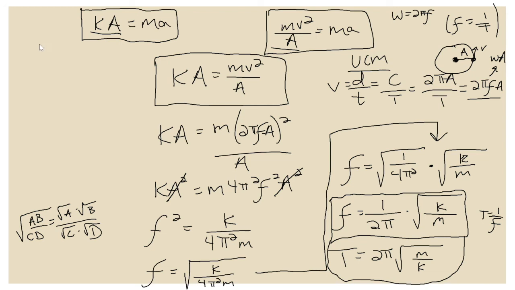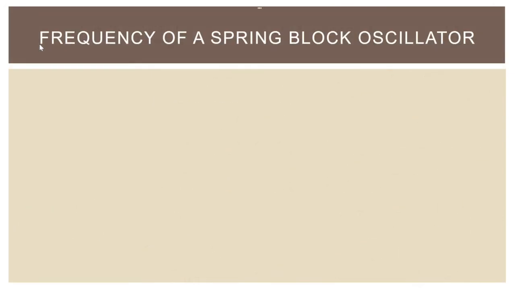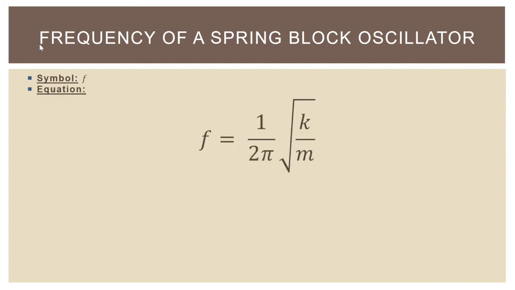All right, so just very quickly now, before we jump into some problems, let's formally introduce these equations. For the frequency of a spring block oscillator, the equation is f equals 1 over 2 pi times the square root of k over m. Now, I know it seems weird that I was saying this whole time we're deriving an equation for the period, and then I showed the bulk of the derivation using the frequency. There's a reason for that. I'll get to that in a minute.